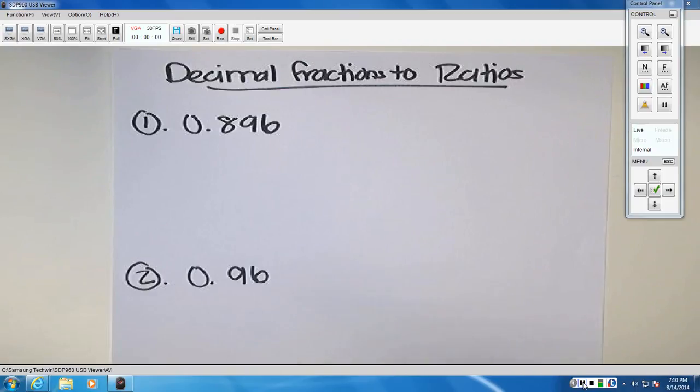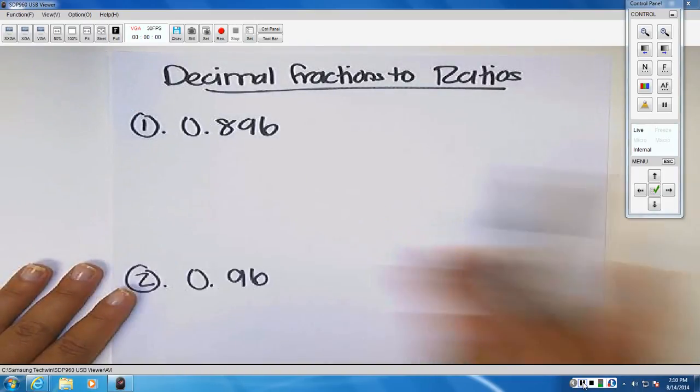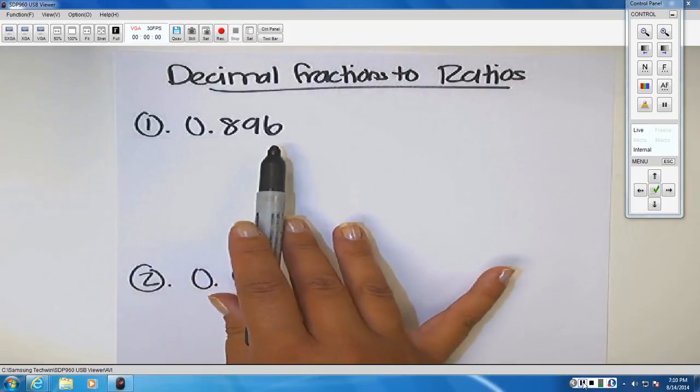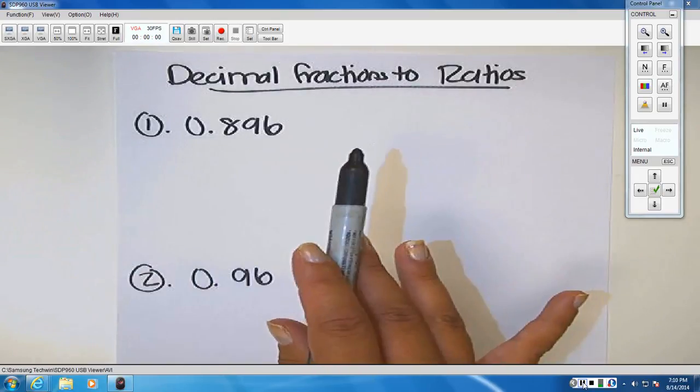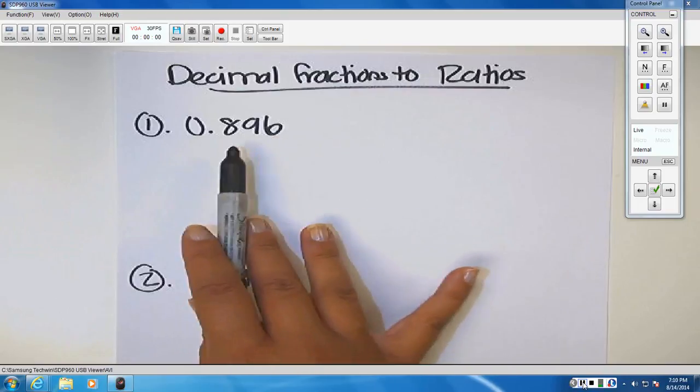Now we have to take a decimal, get it to a fraction, and then turn it to a ratio. Anyway, it's pretty simple. I'll show you. So our number one is 0.896, or 896 thousandths. So we need to turn that into a fraction. Basically what you do is you determine what decimal place you are. So we're in the thousandths place here with this 896.